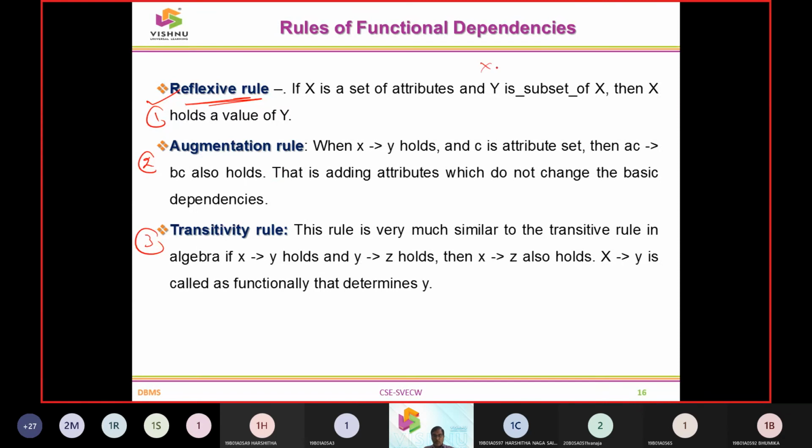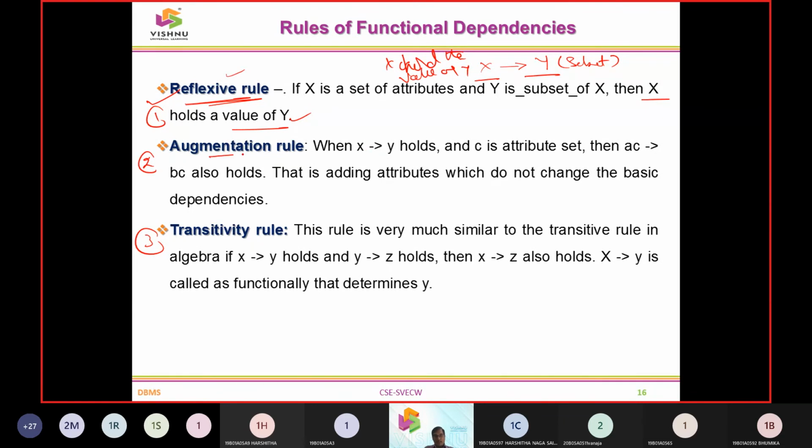So reflexive is quite simple. X is a set of attributes, and Y is a subset of X. Then X is going to hold the value of Y. X holds the value of Y. Then we call that parameter a reflexive rule.